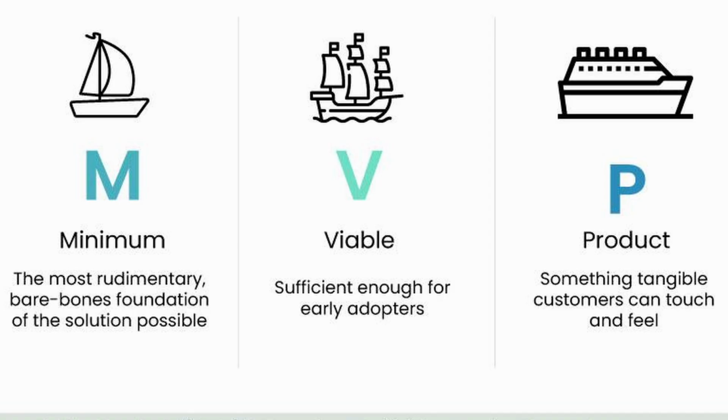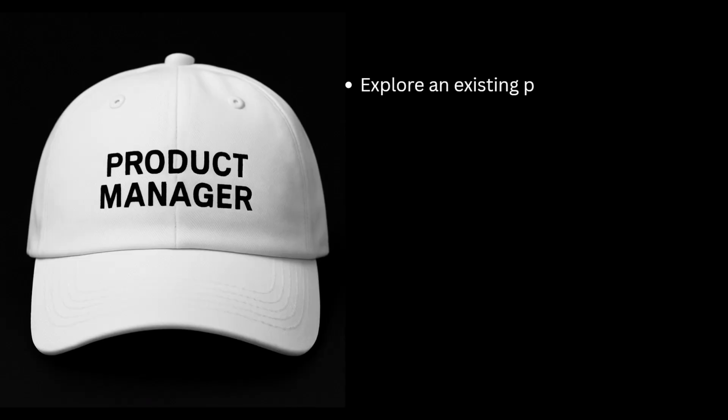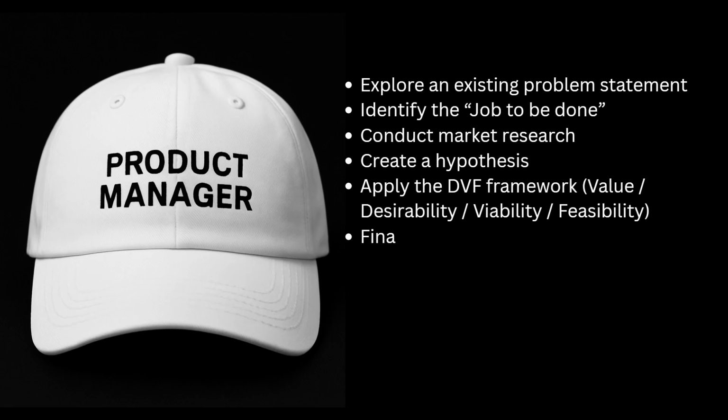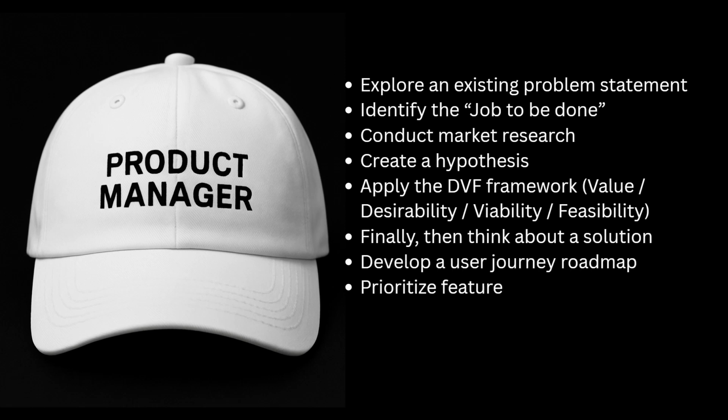So I decided to use the skeleton that every product manager uses with various steps and build one of my own. So how do you build a minimum viable product? We start with exploring an existing problem statement, identifying the job to be done, conducting market research, creating a hypothesis, applying the DVF framework to the hypothesis, that's understanding the desirability, viability, and feasibility. Finally, we then create a solution, develop a user journey roadmap, prioritize features, and then implement and iterate on the solution until we get the final product that we want.